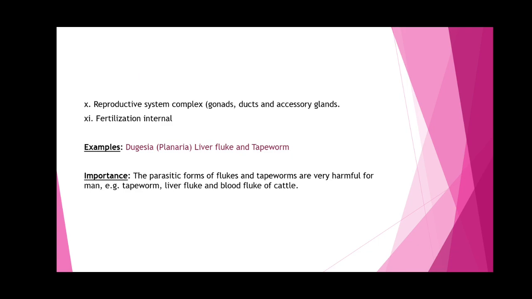And the importance of these parasitic forms is that they are very harmful for man because they will suck the blood. One example of them is liver fluke, which sucks blood, and it also lives in the intestine of the cattle.